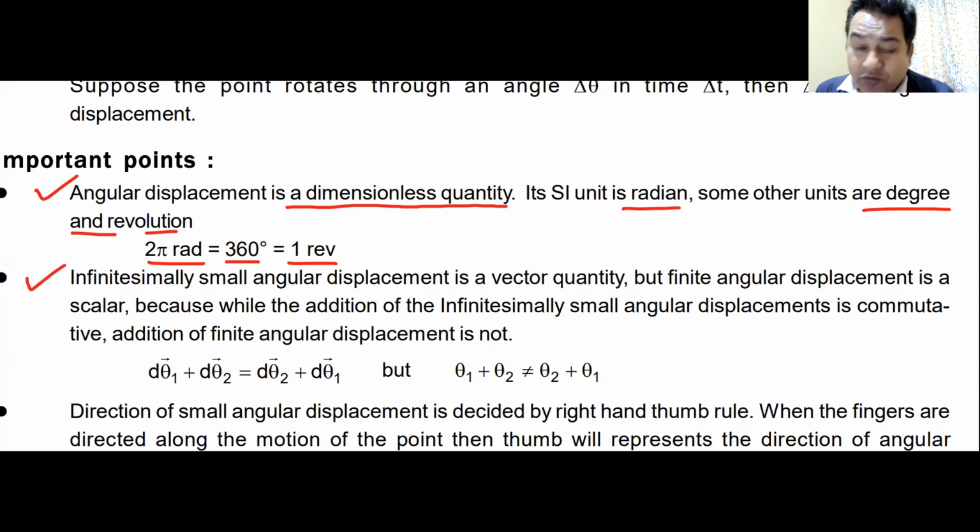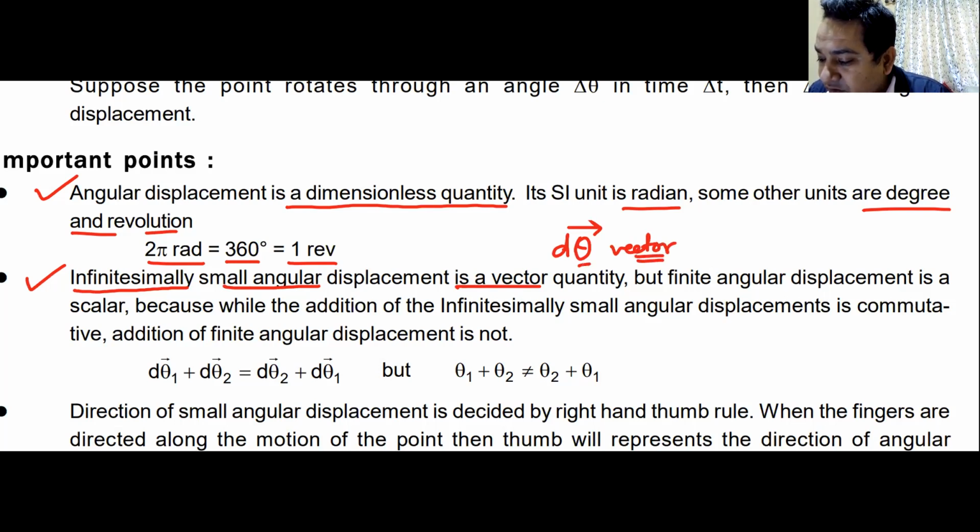Point number 2, what type of quantity is angular displacement? Well, angular position, as I said, is a scalar quantity. What about angular displacement? Now, it is a scalar as well as a vector. Infinitesimally small angular displacement is a vector. So if I write it as d theta, which is very, very small change in angle, this d theta is a vector. Very small change in angular position or very small angular displacement is a vector, but a large change, which is delta theta, delta means large change, delta theta is a scalar quantity.